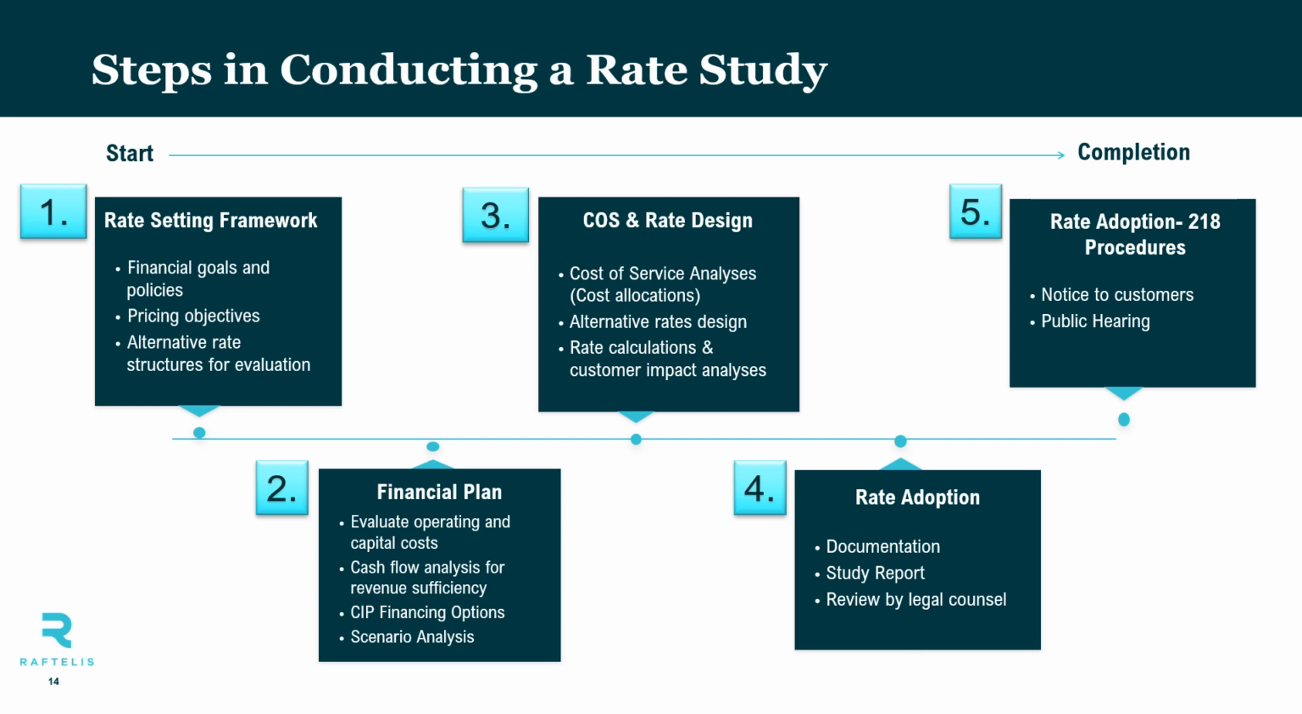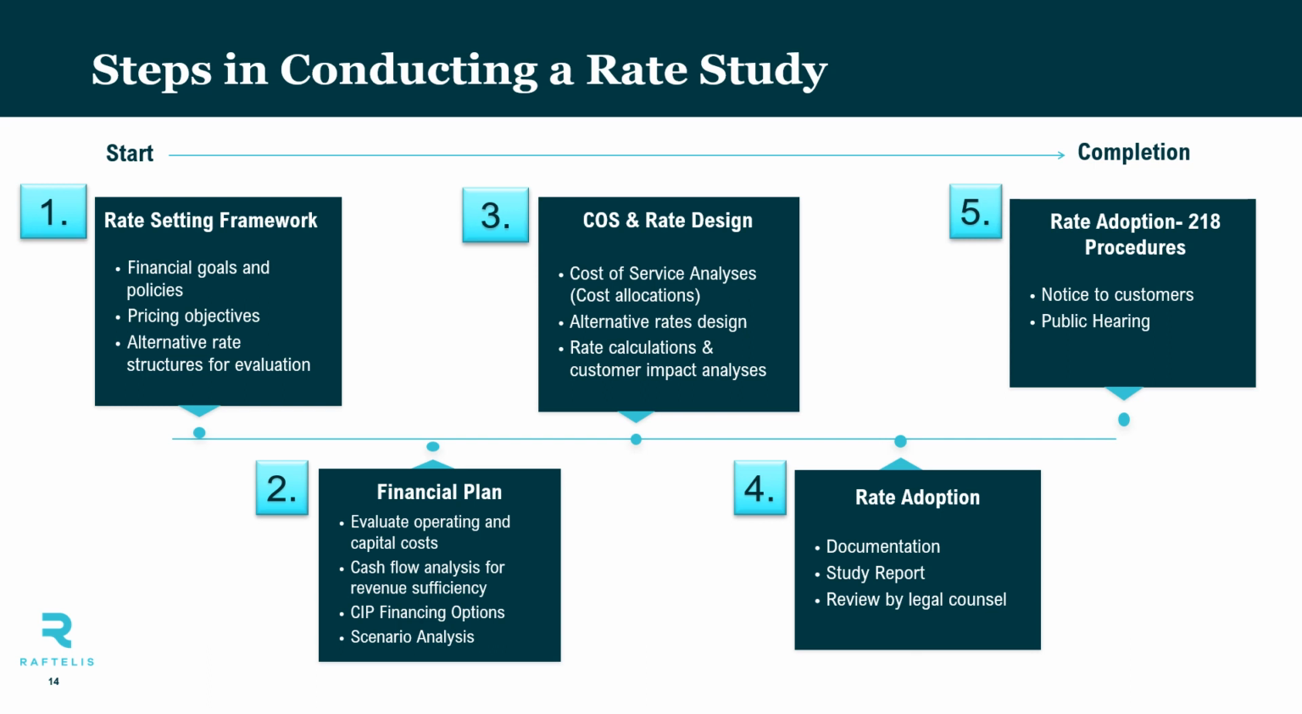Typically, there are 5 steps in a rate study. Step 1 is simply a process by which we get to know what's important to the organization and the community. This can include such things as conservation, affordability, or different rate structures. In Step 2, we conduct what's known as a financial plan to assess how much money the utility needs in any particular year.